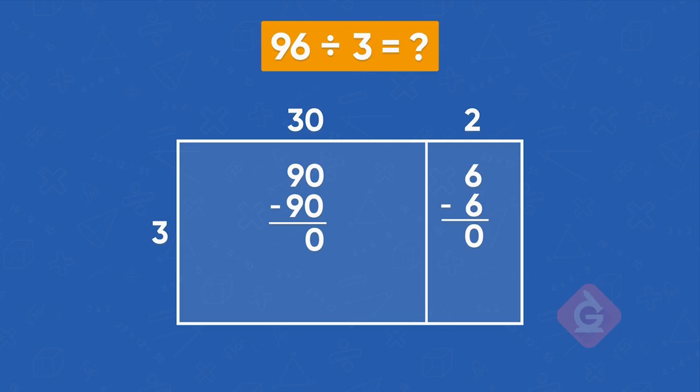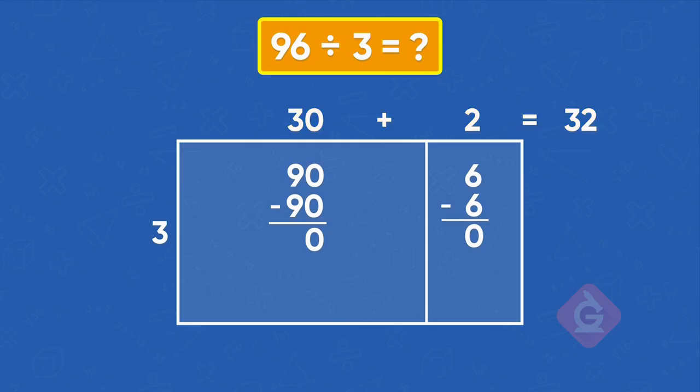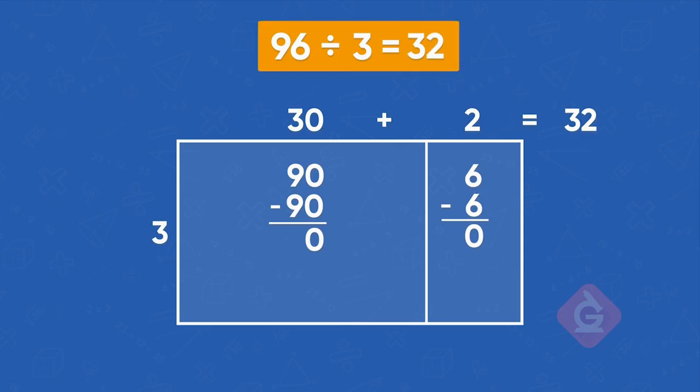Now all you do is add up the numbers along the top of the box to find the total length of this side. 30 plus 2 equals 32. So this means that 96 divided by 3 is 32. Exactly. The area model lets us break up a division problem into smaller parts that are more friendly to work with. That's pretty useful. Now, let's see how to use this model to solve 78 divided by 6.